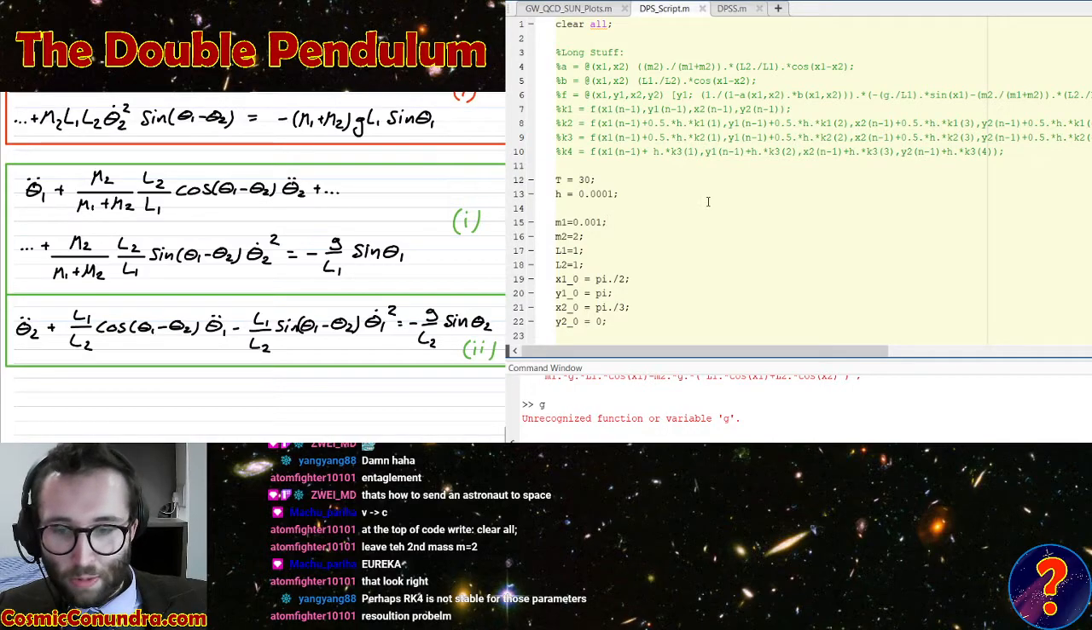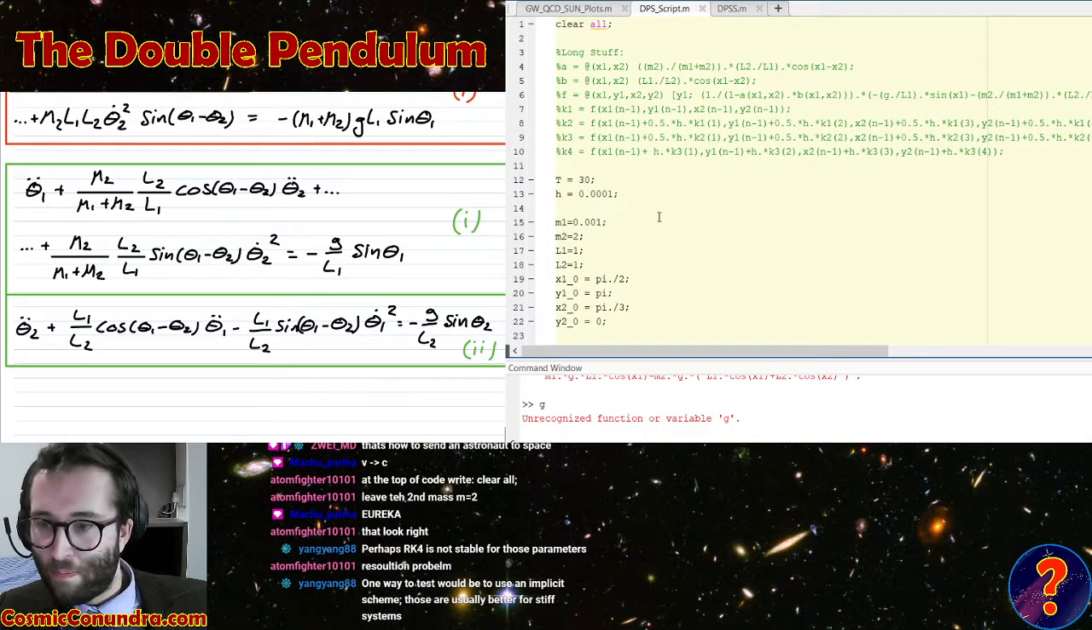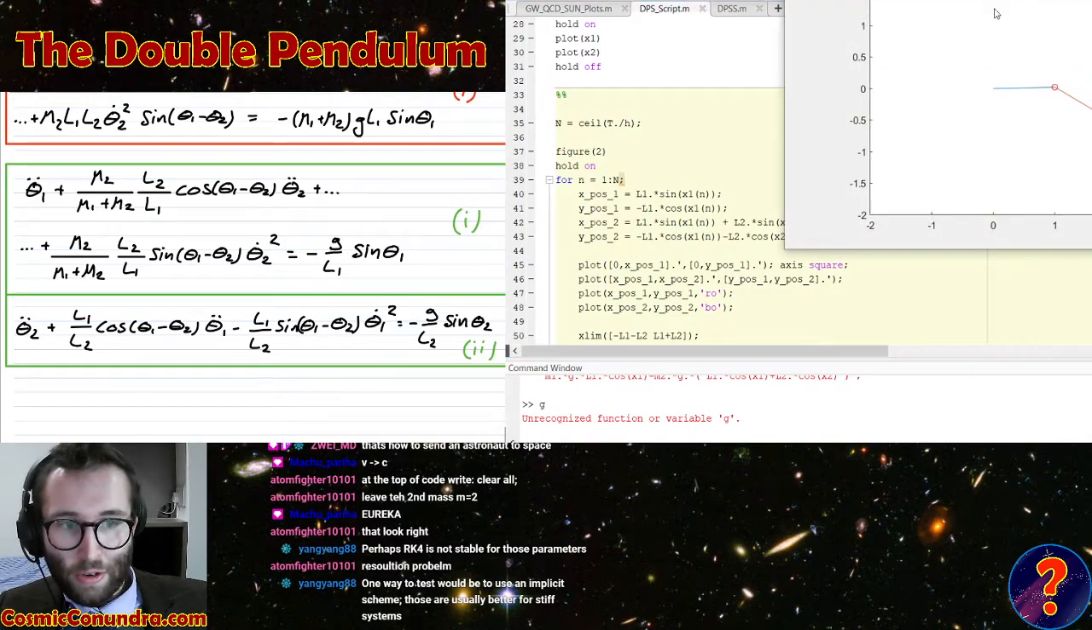Wait, what was the point of all of this? What were we trying to do? Ah, we were trying to see whether the energy still has that same problem for a single pendulum. So this is what the motion looks like.